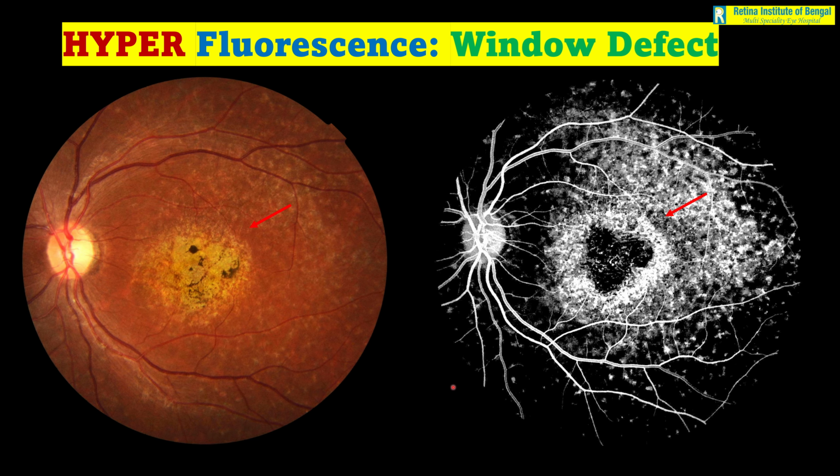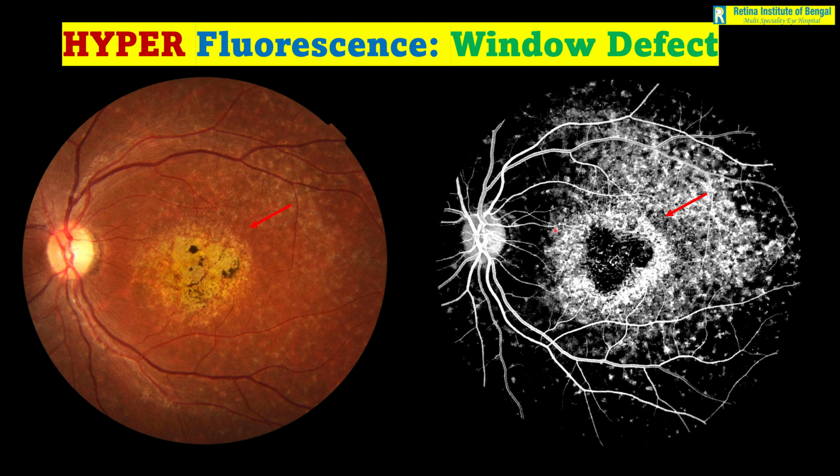Now, what is a window defect? We understand what a window is, right? It's like somebody has opened a window into deeper parts of the eye, so that through that window we are able to see the dye which is at a deeper level. We know below the retina is the choroidal level, and we have already heard about the choroidal flush. So if the retinal pigment epithelial layer is atrophic, then we get to see more of the choroidal flush than we normally should.